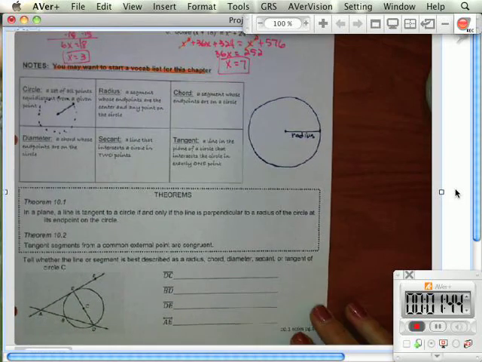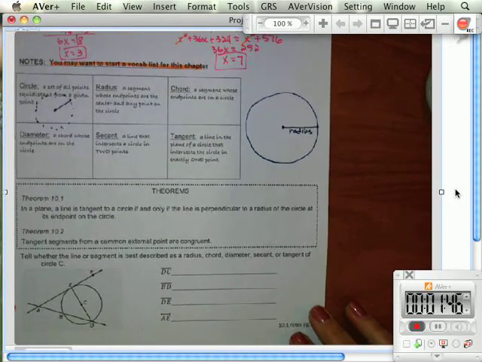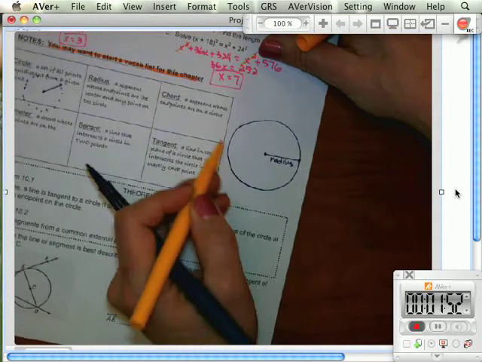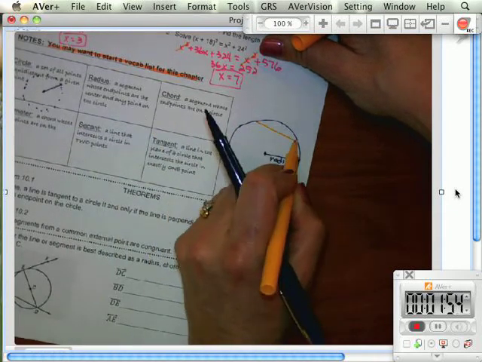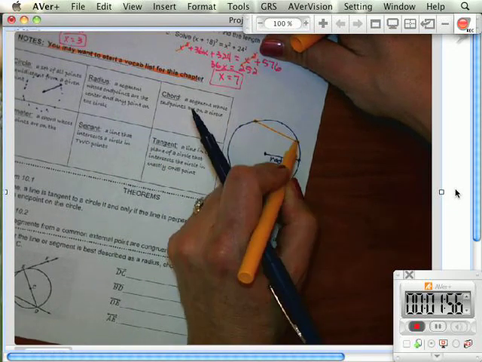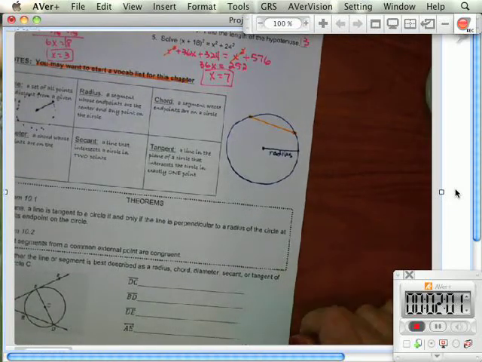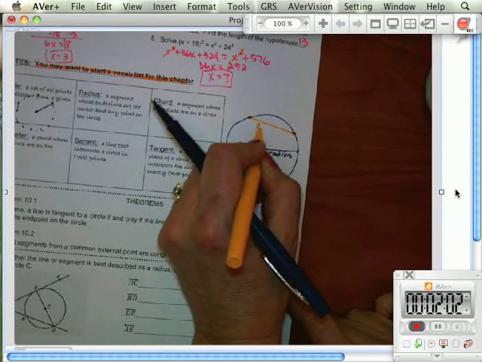Now, chord. C-H-O-R-D is a segment whose endpoints are on a circle. So if I draw a line right here, it doesn't have to be, but so there's a segment whose endpoints are on the circle. That's a chord.